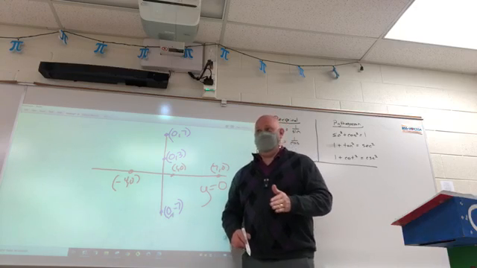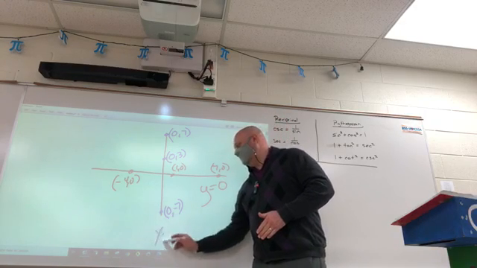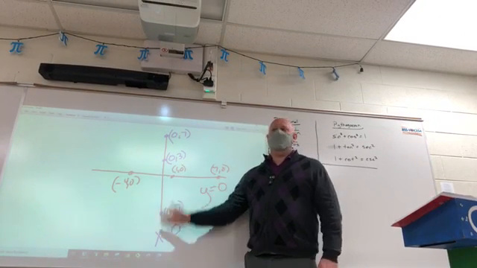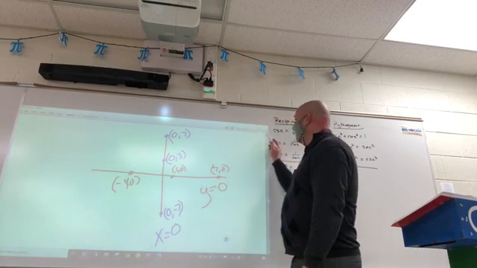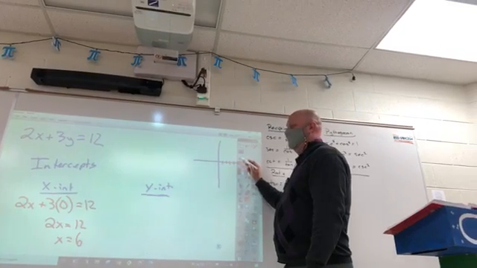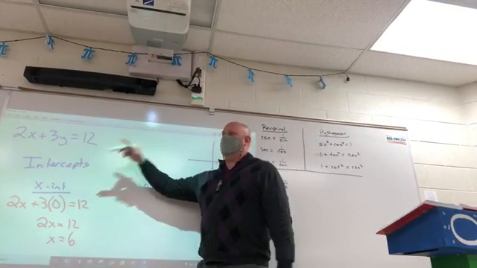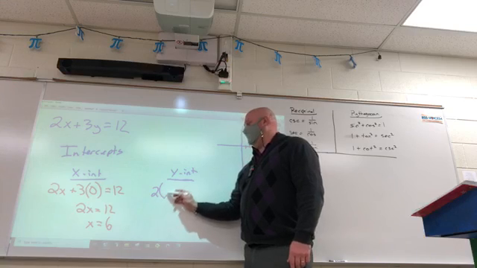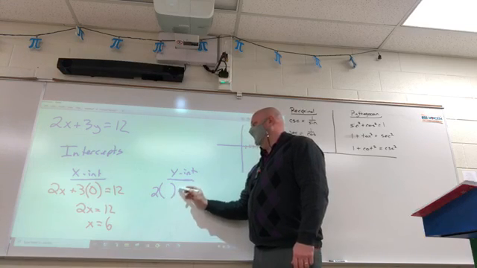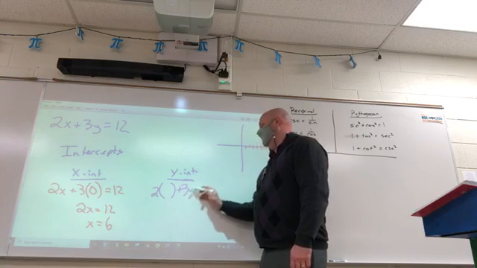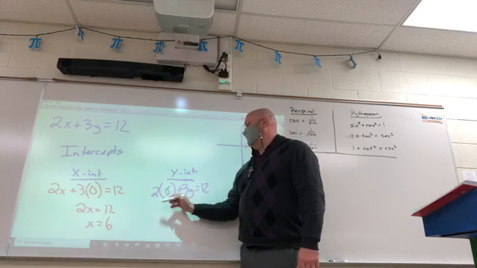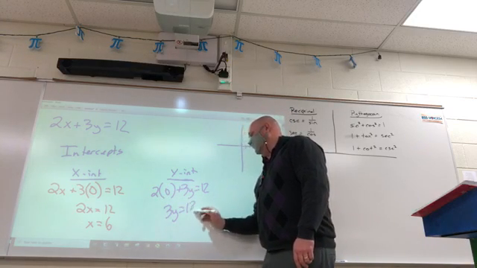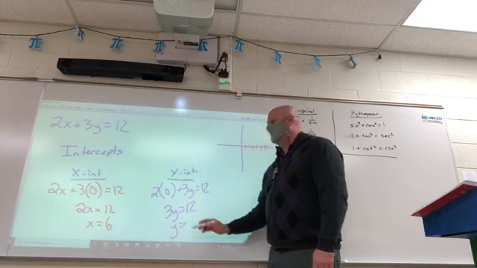But where? The x will equal 0. Instead of the y equaling 0, the x will equal 0. So if I want to find the y-intercept, all I have to do is, again, rewrite that equation, but replace the x this time with what? With 0. So that 2 times 0 goes away. I just get 3y equals 12. So y is going to equal 4.